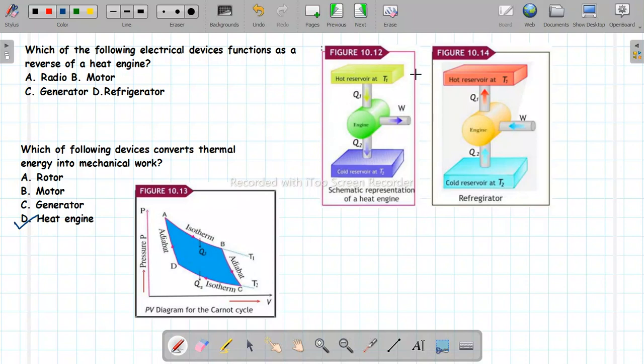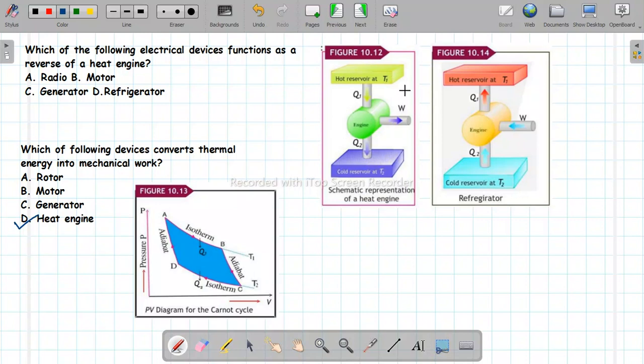This is the schematic diagram for heat engine. We have a hot reservoir, that is a body at high temperature, T1. It supplies some heat to the working substance. This amount of heat is represented with Q1, and then this working substance converts a fraction of this input heat into useful work and then rejects the remaining into the cold reservoir, which is at temperature T2, right?